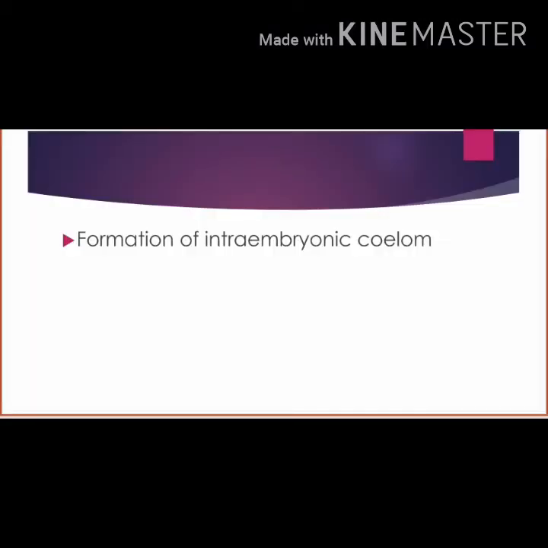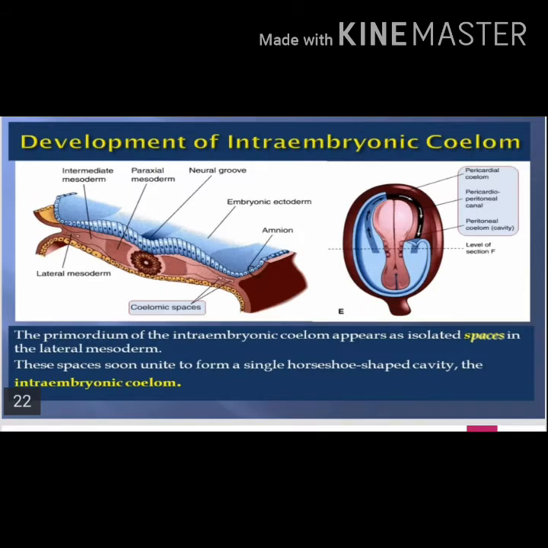Next, during the third week is the formation of the intraembryonic coelom. On the 18th day, a number of small spaces appear in the lateral mesoderm of both halves of the embryonic disc and in the mesoderm of the cardiogenic plate. These spaces soon coalesce to form a U-shaped space, which is called the intraembryonic coelom or intraembryonic cavity.